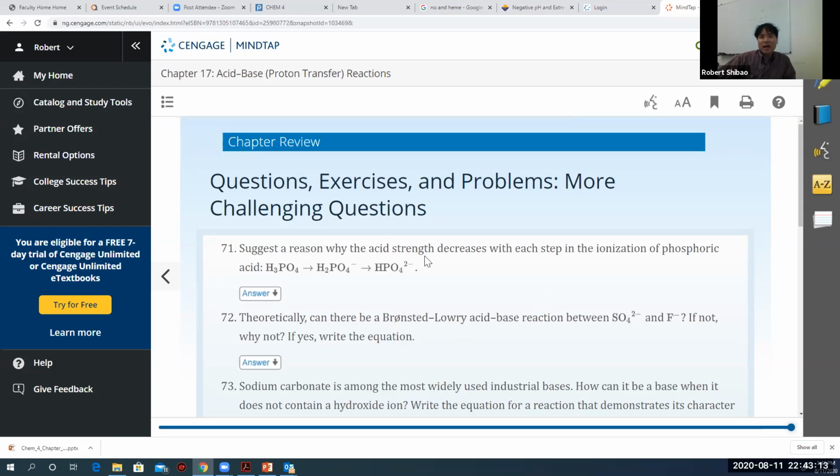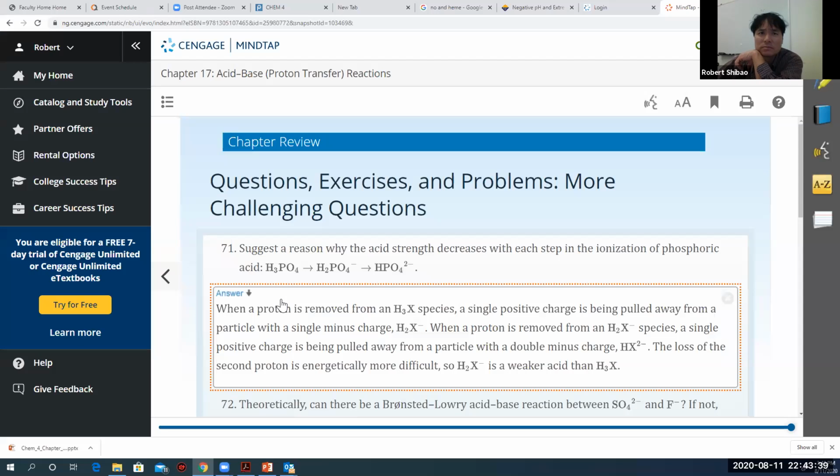Suggest a reason why the acid strength decreases with each step in the ionization of phosphoric acid. Yeah, this one has the most hydrogen, so it's going to lose it the easiest. This one has fewer hydrogens, and it also has a negative charge. The negative charge makes it harder for an H plus to leave. This one has a 2 negative charge. And so the more negative this becomes, the harder this is to break free. This is a single minus charge, you know.